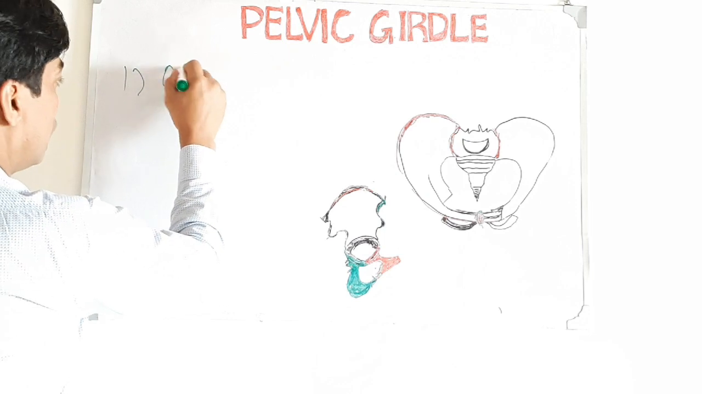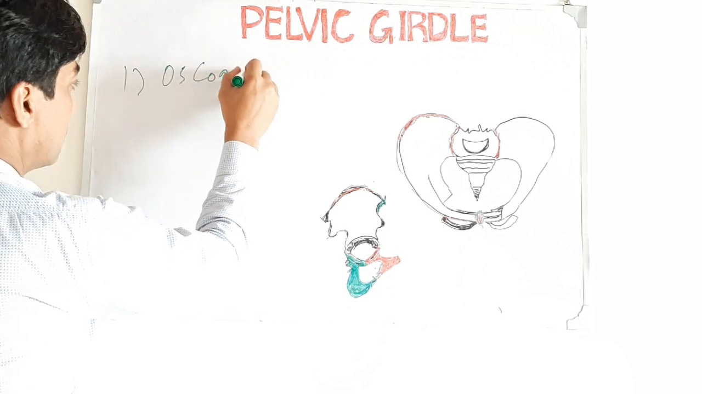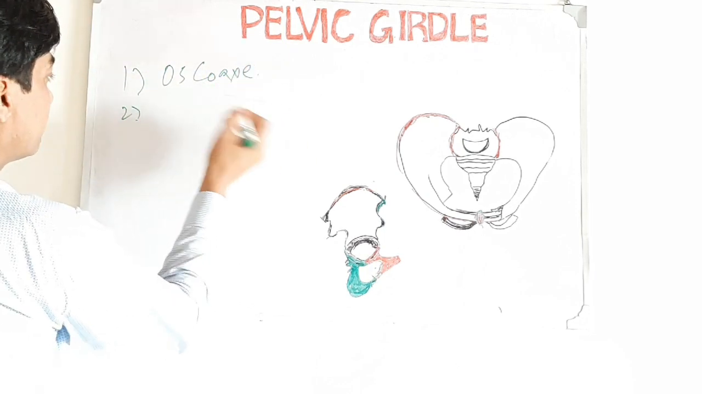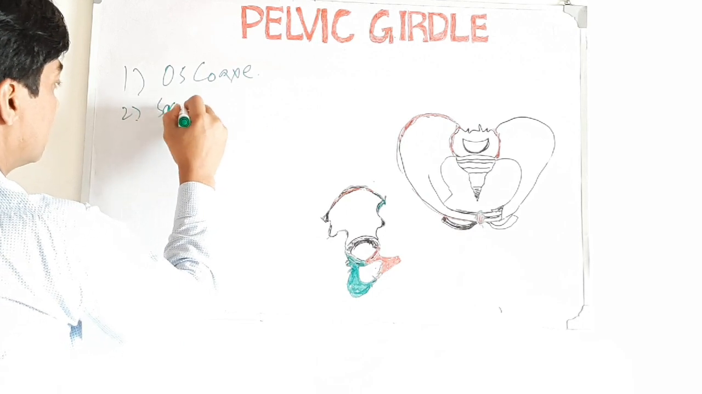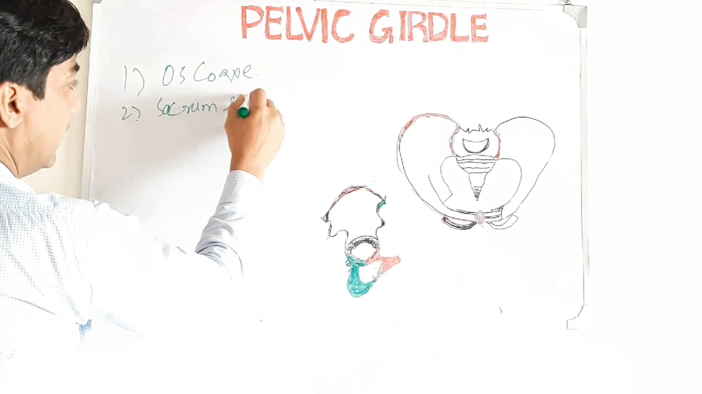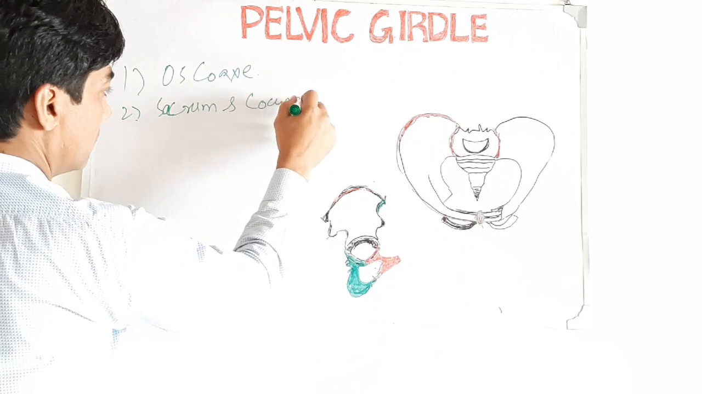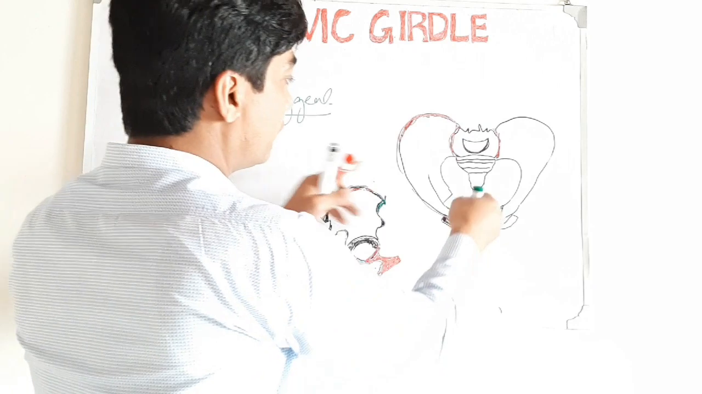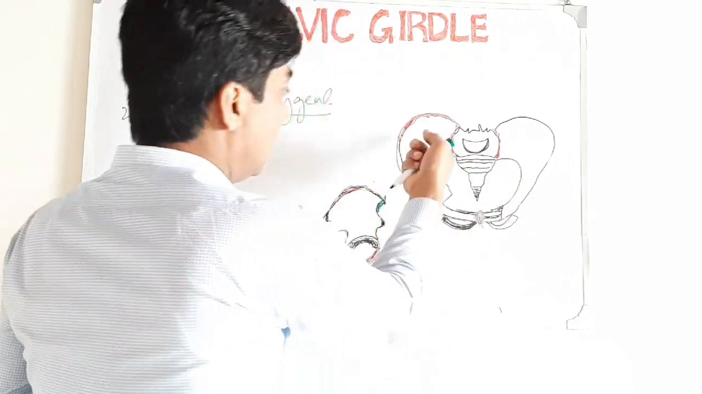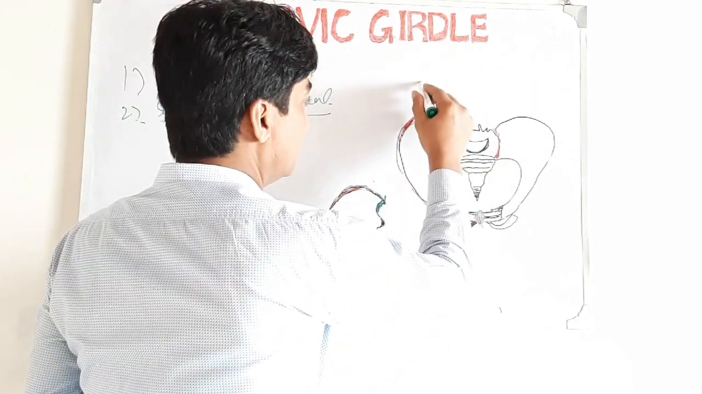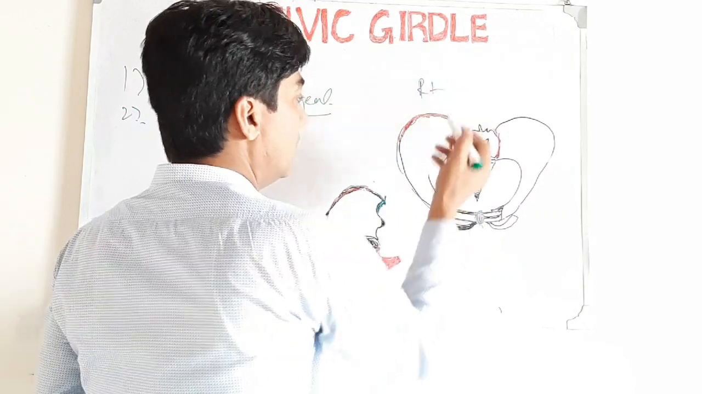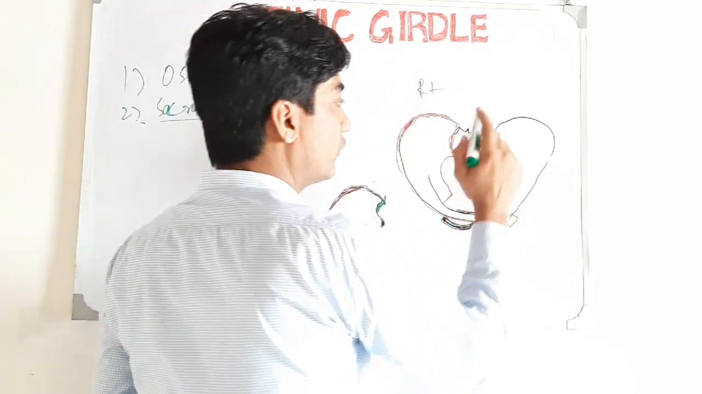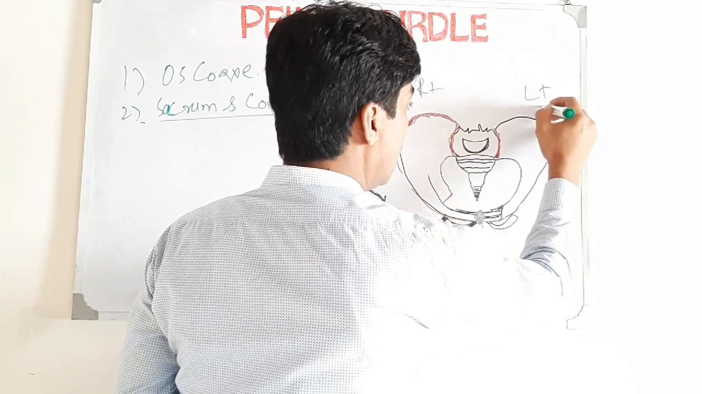One is the os coxae, second is the sacrum, and the coccygeal. The sacrum and coccygeal lie posteriorly, with the left and right bones on either side. This is the right innominate bone or os coxae and this is the left os coxae.